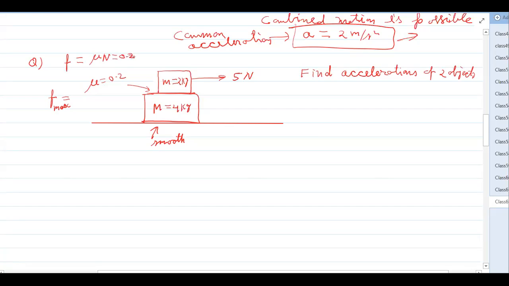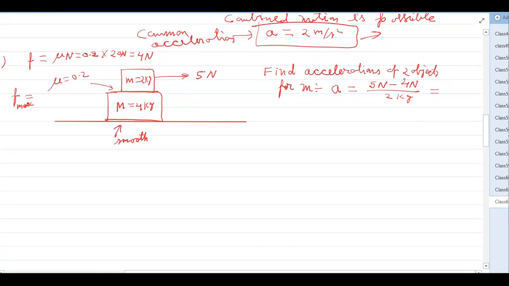So 0.2 into normal. So how much is normal? 20 Newton here, because the 2 kg object's weight is 20 Newton, so normal will be 20 Newton. So that comes to 4 Newton. So 4 Newton is friction. For small m, most of the students will find acceleration by A equal to the forward force 5 Newton minus the backward force 4 Newton divided by mass 2 kg. That is 1 by 2, so 0.5 meter per second square.